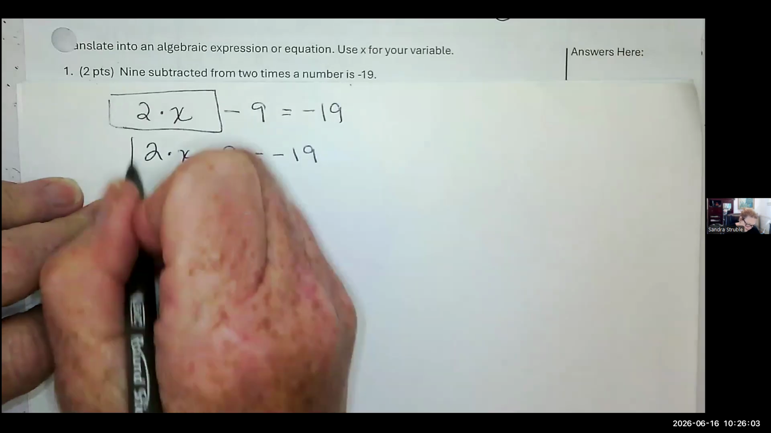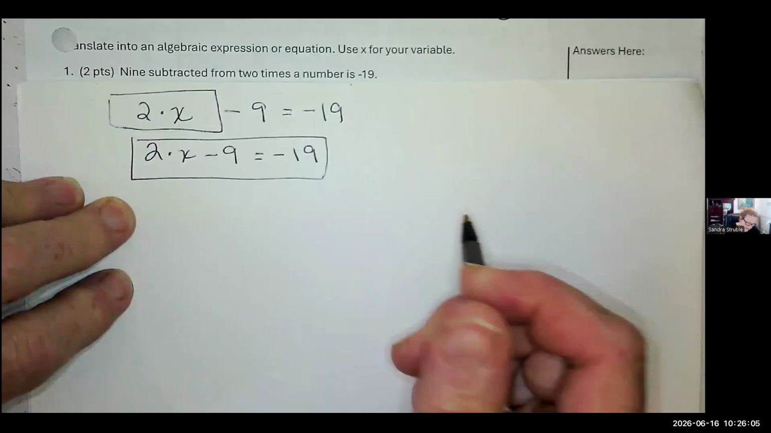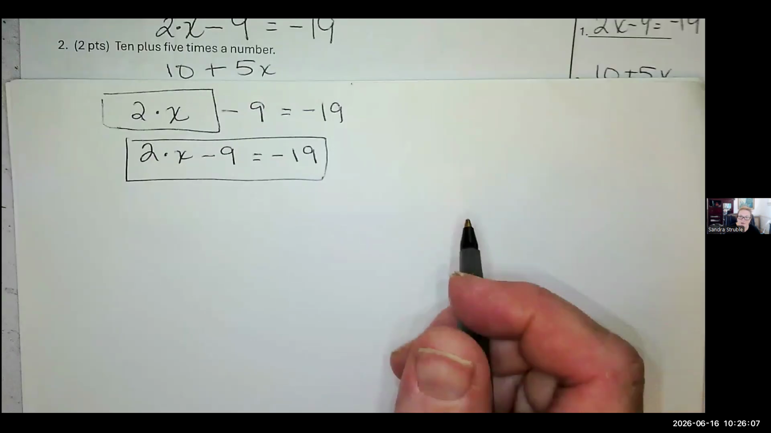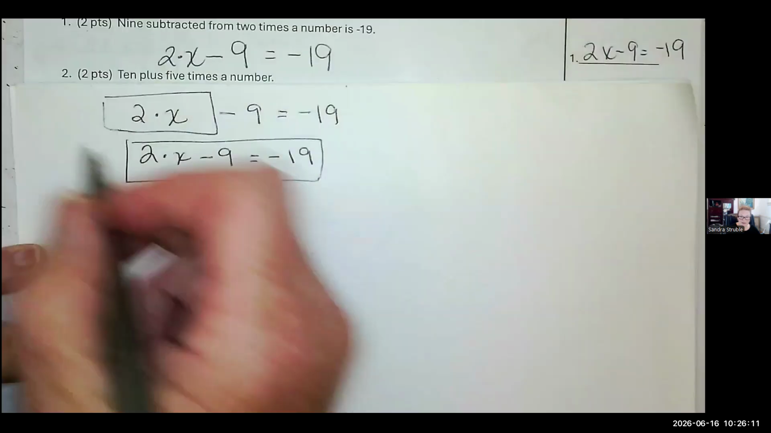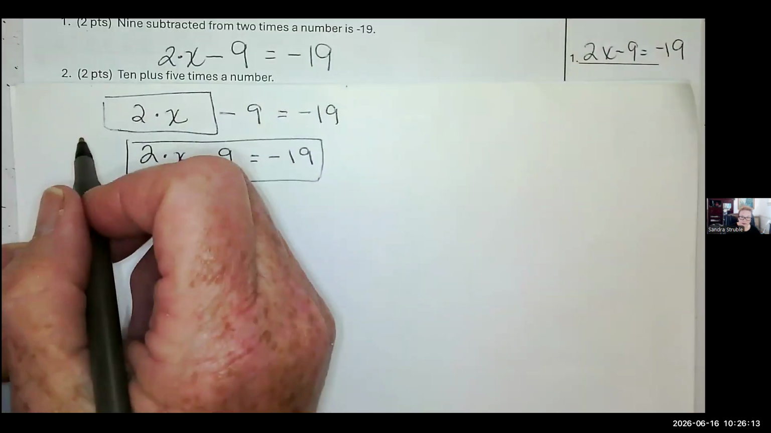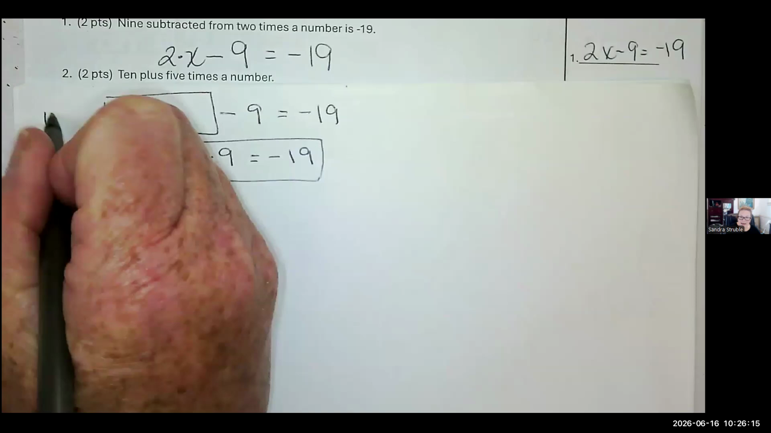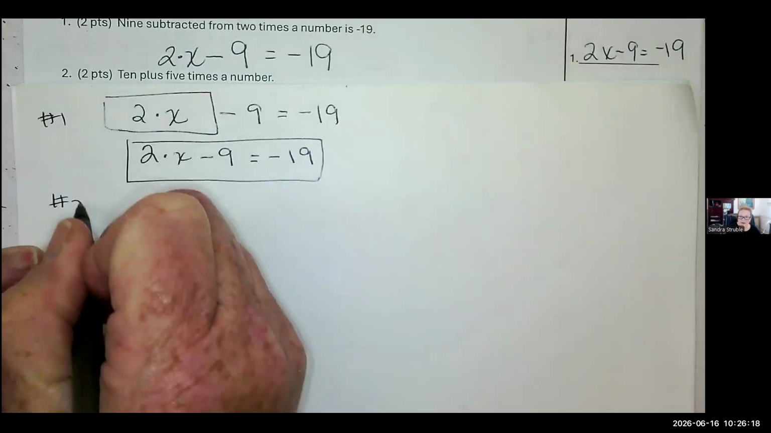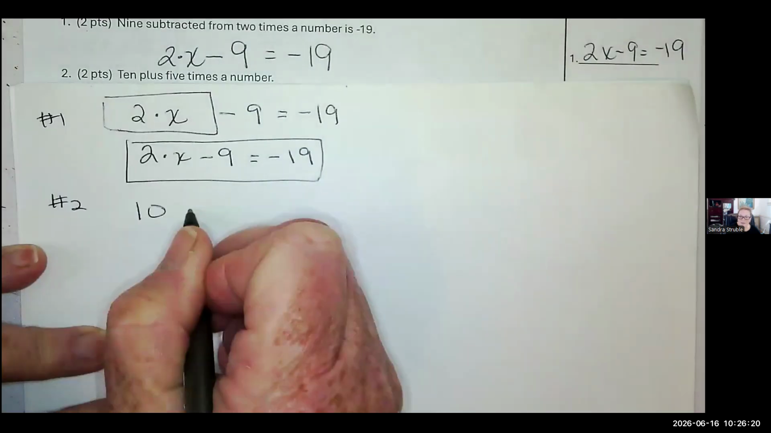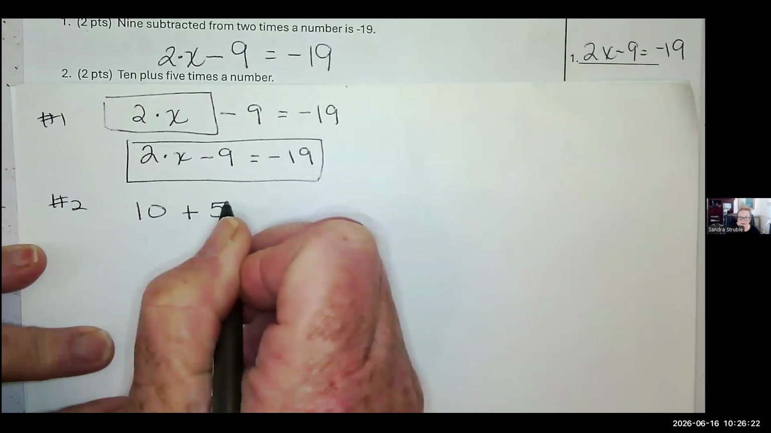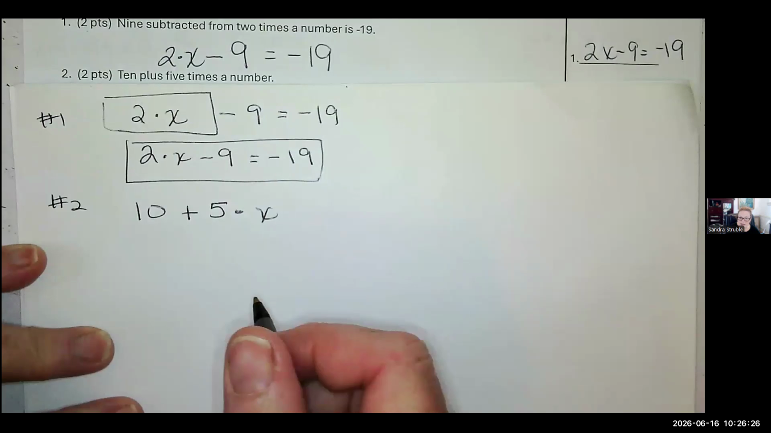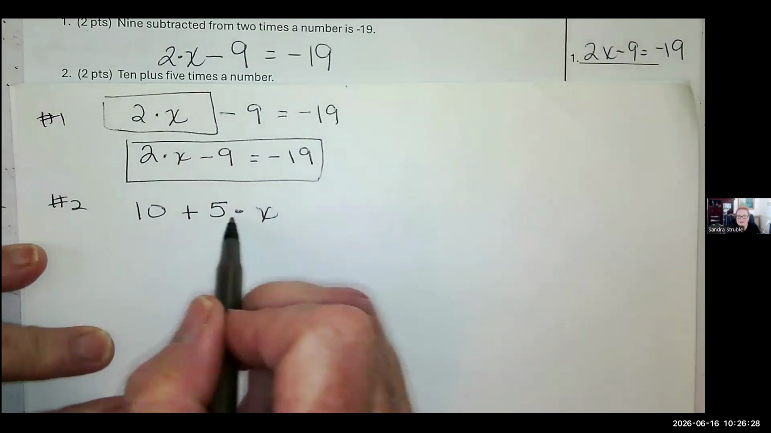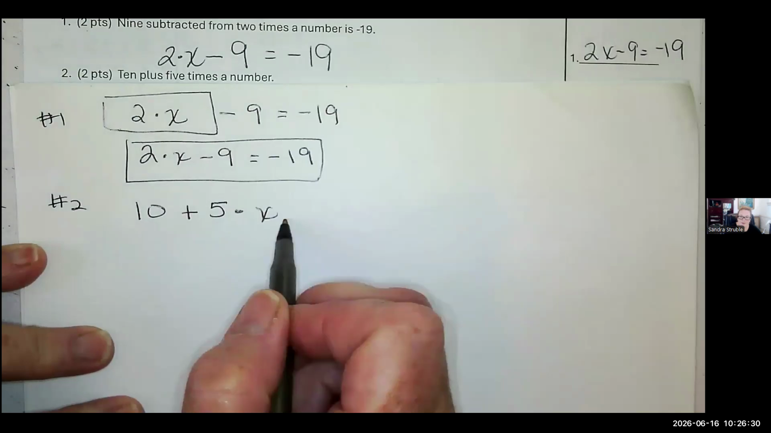Okay. All right, the next one, 10 plus 5 times a number. It's written just exactly as it sounds. Number one. Number two. So 10 plus 5 times a number. Again, you can use any variable. You could also use 5x instead of 5 times x. You could use parentheses. I don't care as long as you're representing it properly.